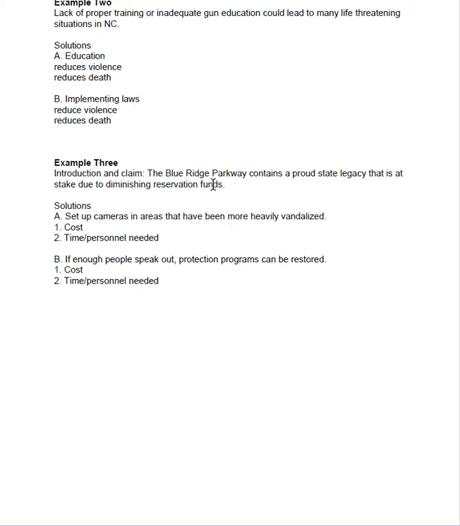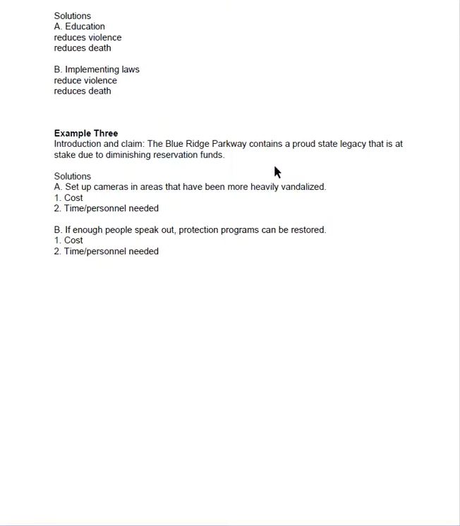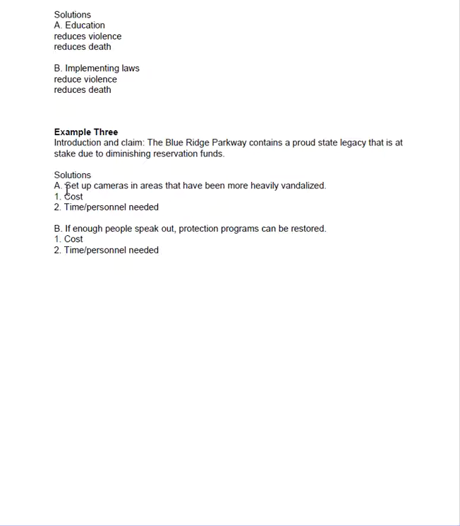The third example is also something about wildlife, looking at preserving the Blue Ridge Parkway in the face of budget cuts, etc. So two solutions. So to keep things, how do we keep things maintained without extra funding, right? So one is to set up cameras in areas that have been bothered by vandals. And what would the cost of that be? What would be the time constraints and personnel needed for that solution?